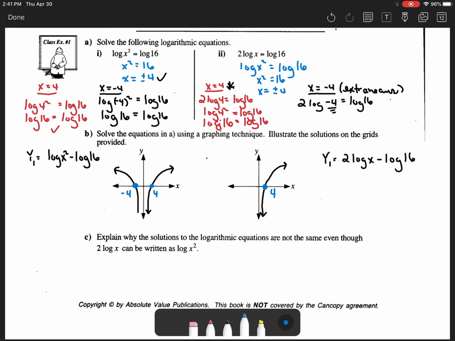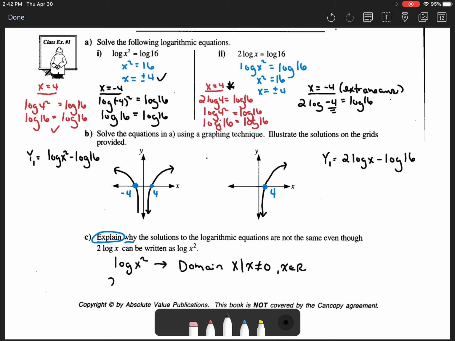So in C, what they logically do is they now ask for an explanation. Explain why the solutions to the log equations are not the same, even though 2 log x can be written as the log of x squared. Well, we took a look at this a while back. I believe it was in the last section of the first chapter we did on exponents and logs, okay? When I take a look at something like the log of x squared, because I'm squaring that argument, the domain for something like that is basically just x such that x cannot be equal to 0. That's the only thing I can't have there. Okay? Even if I put a negative number in for that x, I'm squaring it, so it becomes a positive value.